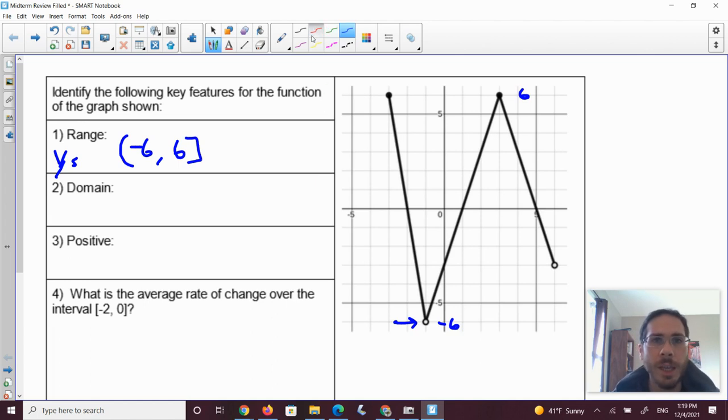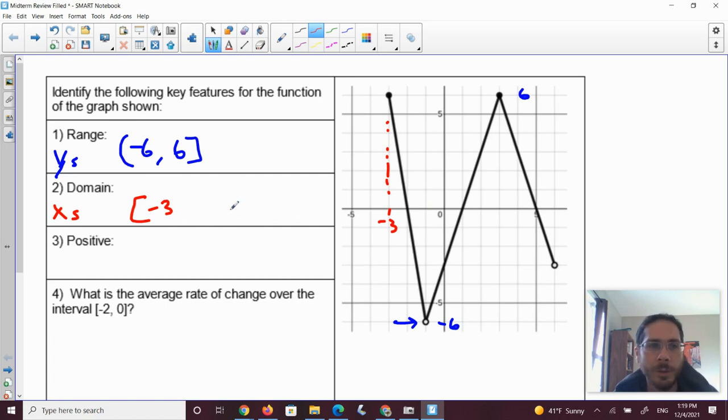Number two, we get to do the domain. Domain is going to be the x's, so we're going to look at the x's. So we're looking to see what's on the most left of this graph. So all the way to the left is this dot right here. And if we follow this down, this is at -3. So it is a closed dot, so we get to put a -3 there.